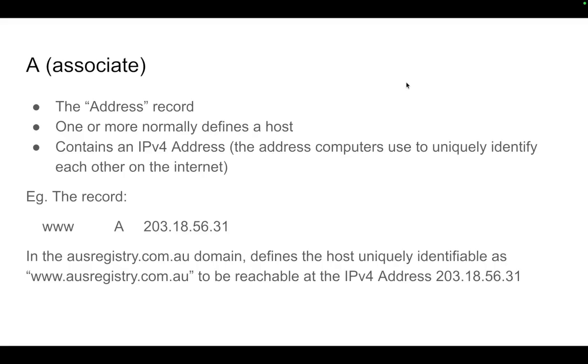A means associate. It is the record which maps the FQDN to an IP address. For example, www.google.com A record 203.18.56.31. So whenever people browse www.google.com, the DNS will look into its database and map that FQDN to an IP address.